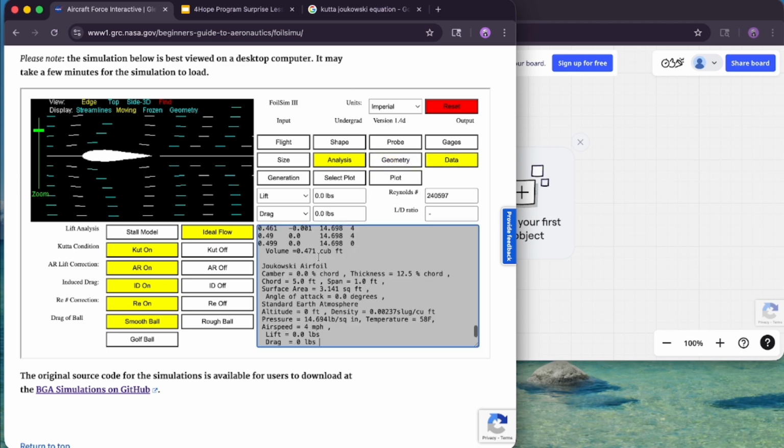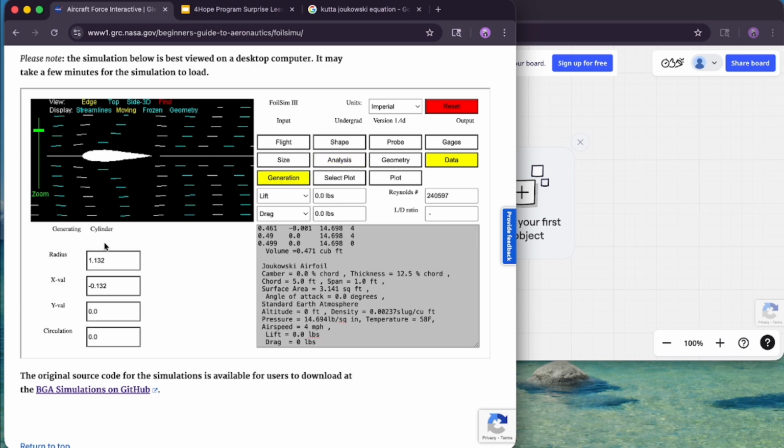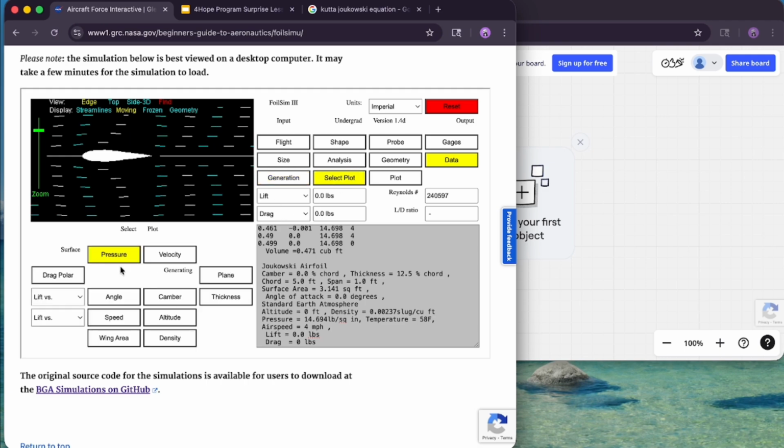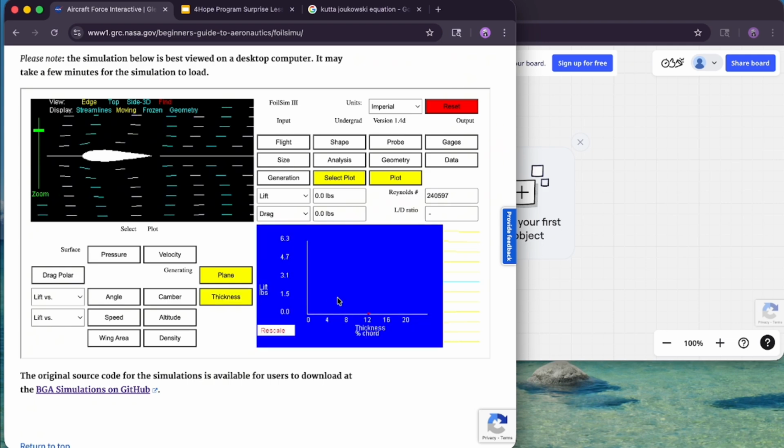We have data. This is all the data that's being induced here. So they calculate for us the camber, thickness, chord, span, surface area, and angle of attack. They do this all through calculation in the simulator using GitHub, which is very cool. Coding is definitely awesome. You also have generation. Generation calculates the radius, x value, y value, and the amount of circulation that occurs. Selected spot, we have pressure, velocity, plane, thickness, which shows if anything's moving.